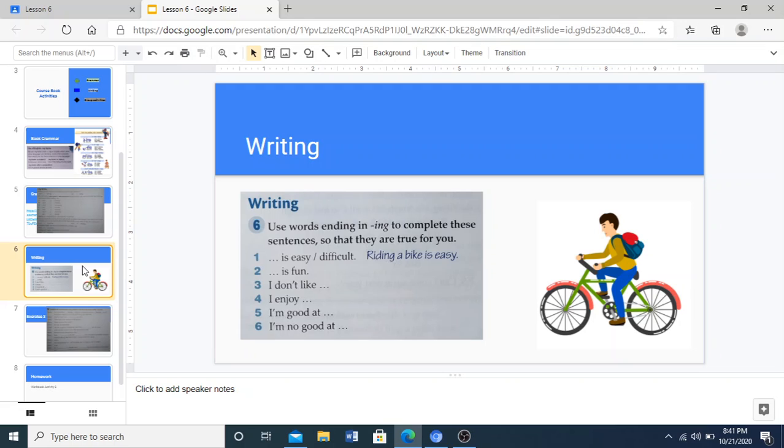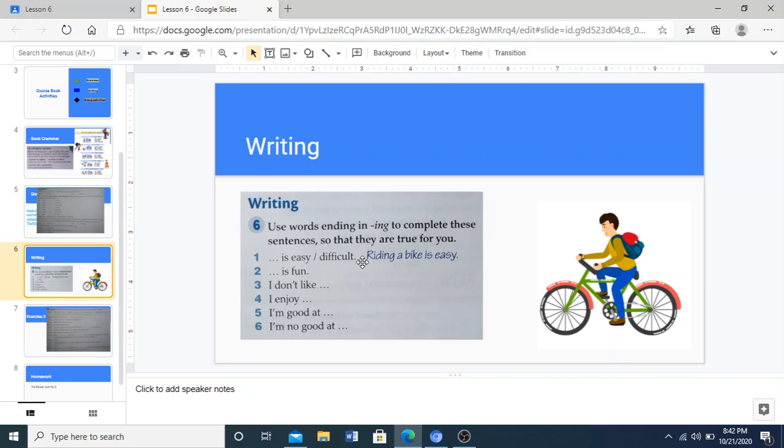Now we go to the use, application writing. Use the words ending in ing to complete these sentences so that they are true for you. Remember, they should be true for you. Dash is easy or difficult. So, riding a bike is easy. If it's something difficult for you, you put a gerund and put is difficult.